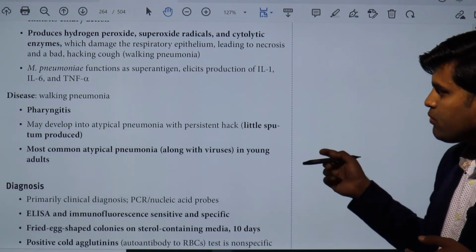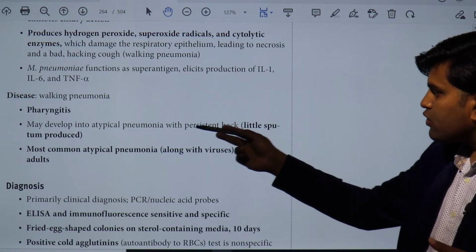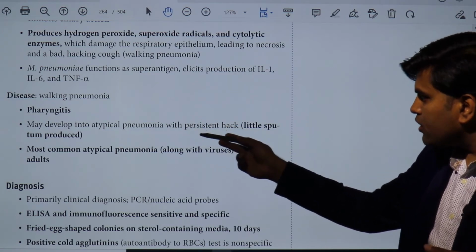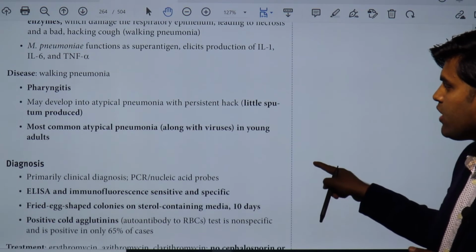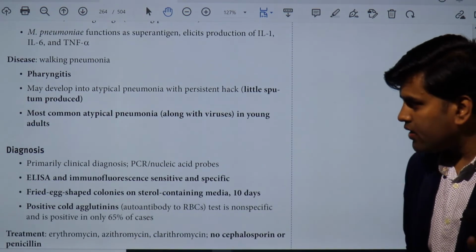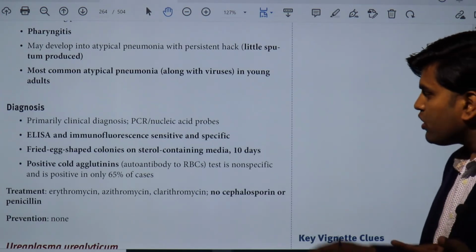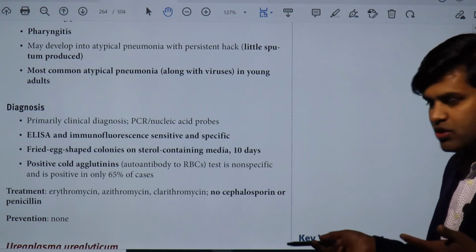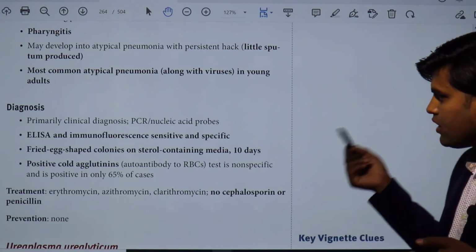This disease, walking pneumonia, that is pharyngitis, may develop into atypical pneumonia if the lung parenchyma is also involved, with persistent hacking cough and little sputum produced. It is the most common atypical pneumonia, along with viral causes, in the young adult. Diagnosis: we can primarily diagnose clinically. We can do molecular tests like PCR or nucleic acid probes. We can even do serological tests like ELISA and immunofluorescence tests.